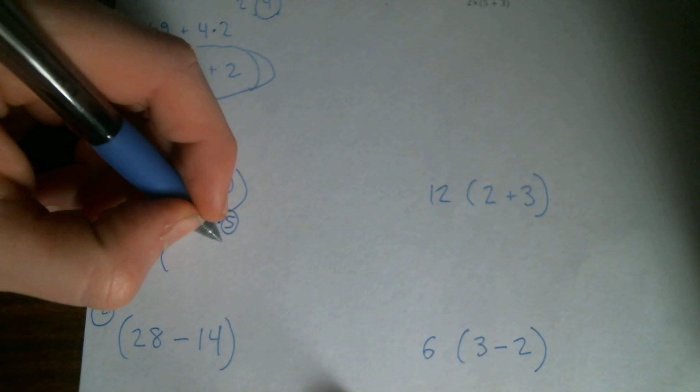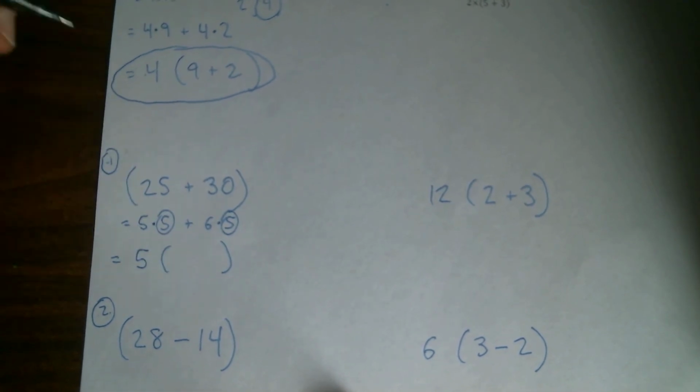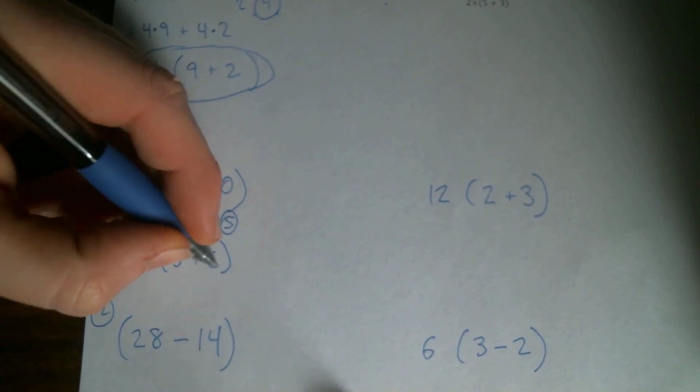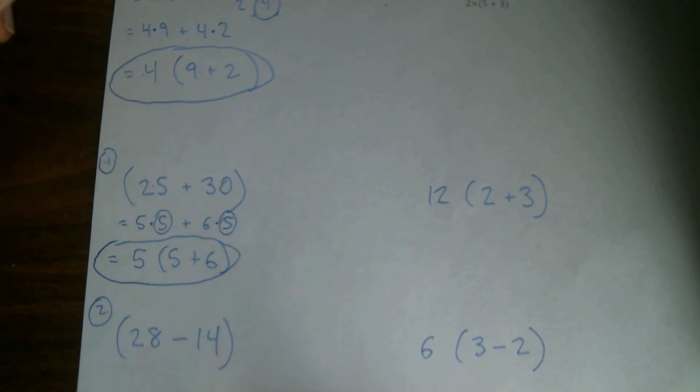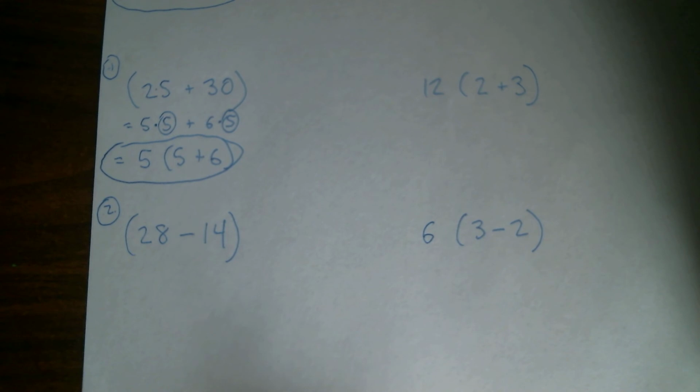So in terms of what's here, I can say 5, and then on the inside, it would be 5 5s plus 6 5s. There would be my factored expression. Like I said, if you were stuck on that one, now you've seen another example. Try number 2. Otherwise, if you haven't paused it, I'm going to keep going.